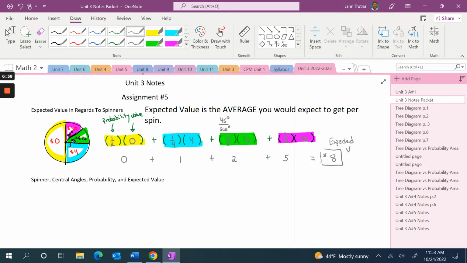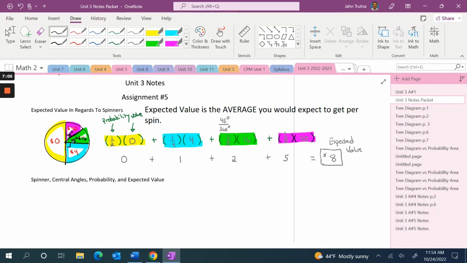Okay, now if you notice, like I said earlier, there is not an $8 section anywhere in this spinner. But what this $8 is telling us is that's on average what you would expect to get per spin. So on every spin, on average, you would expect to get $8, okay? All right, moving on to the next section.